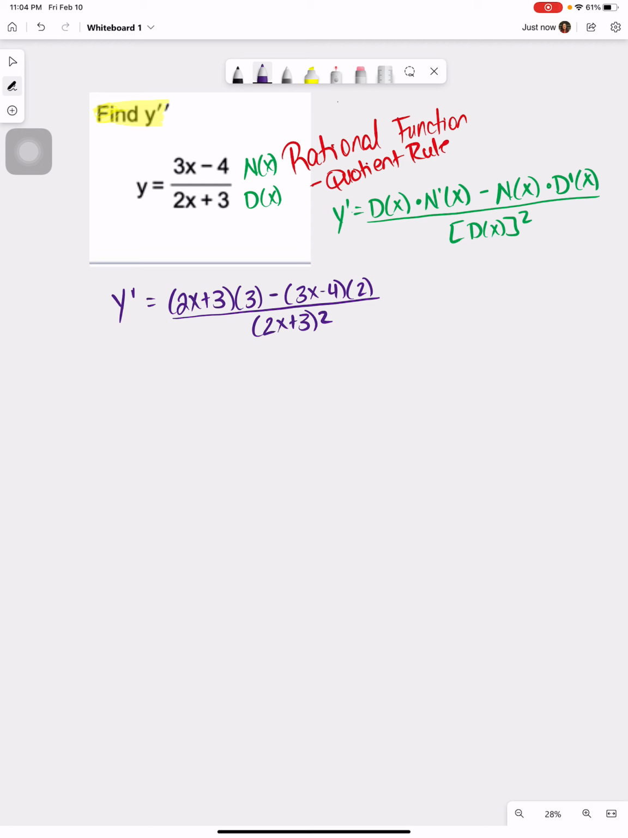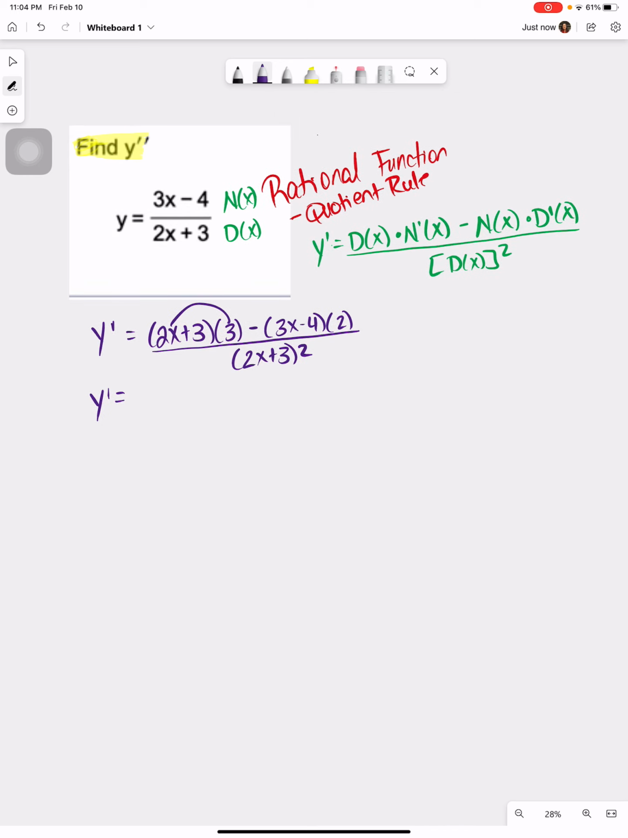But what we want to do is expand that numerator. We want to multiply everything out, then combine like terms. So I have 3 times 2x, that gives me 6x. Then I have 3 times 3, which gives me 9, and I'm going to wrap that in parentheses just to help it look uniform. I'm going to leave that minus there between the parentheses for now. But now I want to multiply everything there by that 2. So that gives me 6x minus 8, all over that denominator squared.